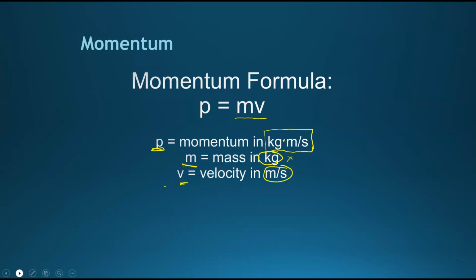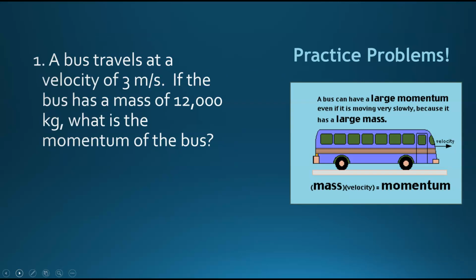All right, so now that we learned a new formula, we're going to try a practice problem. So we have a bus. It's traveling at a velocity of 3 meters per second. That means v equals 3 m/s. Then, continuing reading the problem, if the bus has a mass of 12,000 kilograms, that means m equals 12,000 kg.